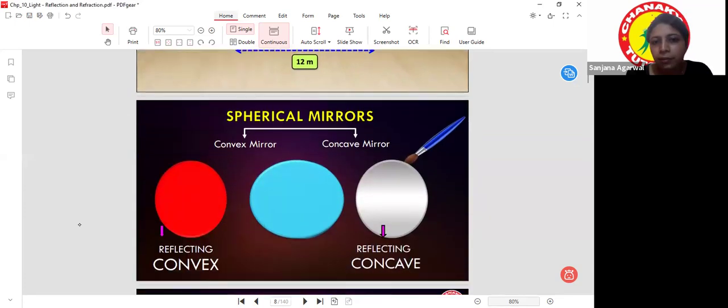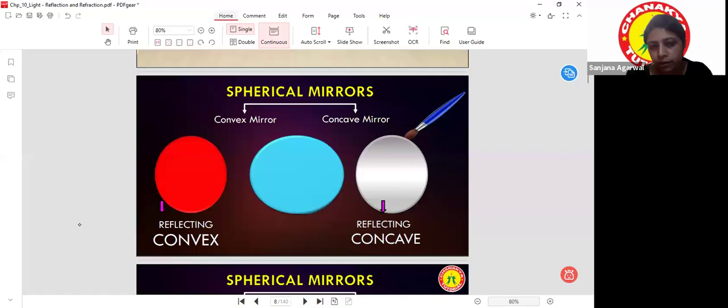After the plane mirror, children, we have spherical mirrors. Now comes the real part of this chapter, spherical mirror. So spherical mirror, first of all, just imagine a ball. All the spherical mirrors that we use as spectacles are carved out from the spherical part only. Do you have to imagine this?